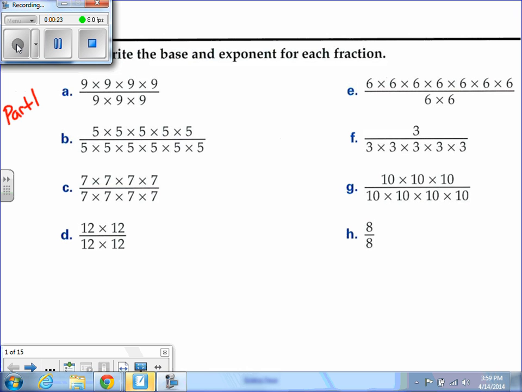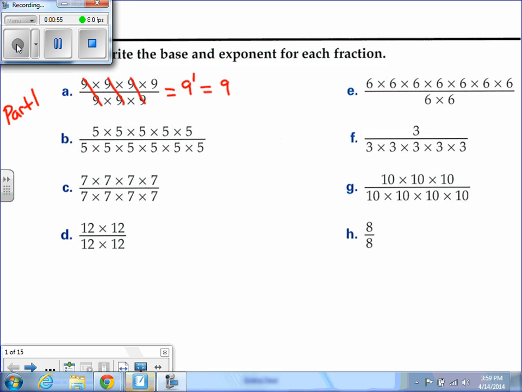Okay? So now if you remember, this 9 on top is going to cancel out a 9 on the bottom. This 9 is going to cancel out a 9 on the bottom. And this 9 is going to cancel out a 9 on the bottom. So what we have left is one 9 left on top, which is 9 to the first. And anything to the first power is just itself. So 9 to the first is just 9.